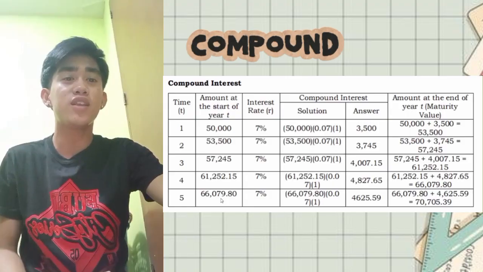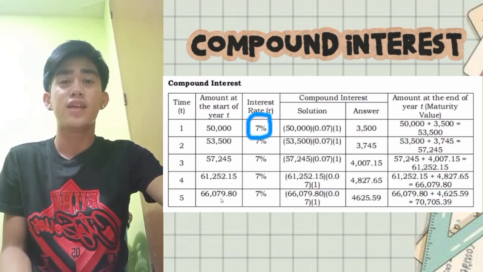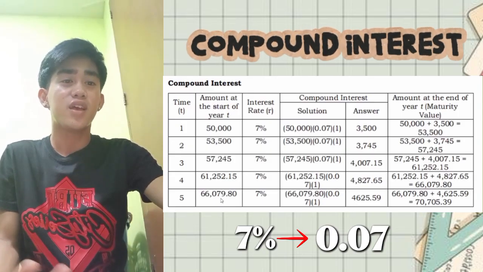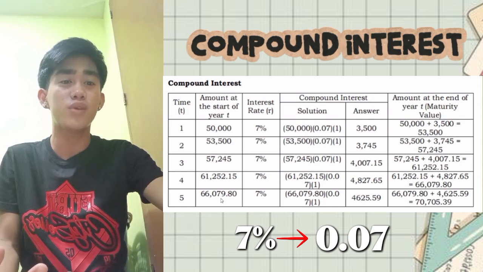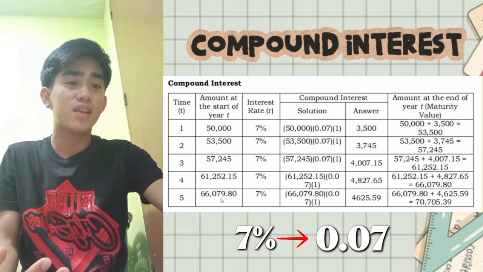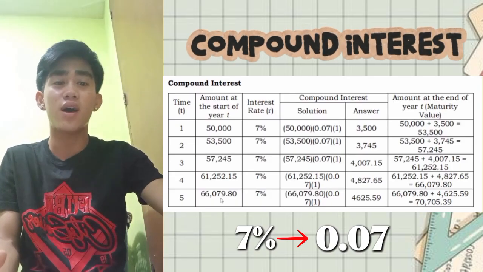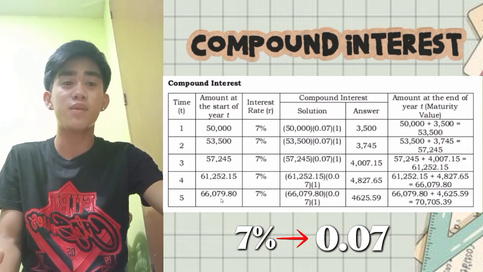Ang interest amount natin ay 50,000 at ang interest rate natin ay 7%. Pero bago natin gamitin ang 7%, kailangan muna natin itong i-convert sa decimal form. Tandaan, kapag i-convert ang percentage papuntang decimal, ililipat lang natin ang decimal point ng 2 beses pakaliwa. Kaya ang 7% ay magiging 0.07.